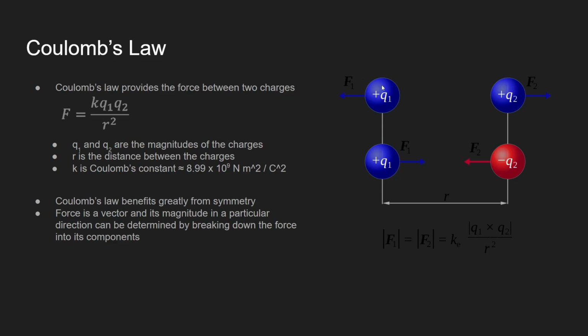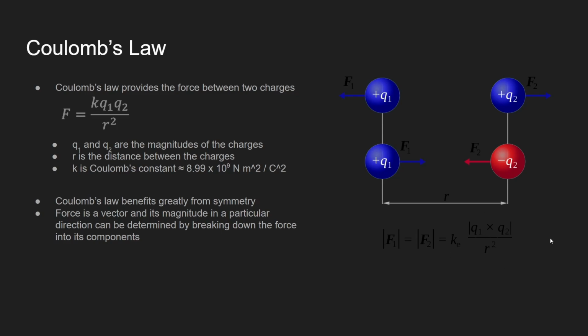So if we look up here, we have Q1 and Q2, and these are of the same sign, and if you recall, that means that they're going to repel each other. Similar charges repel, opposite charges attract. So we have two positive charges here, meaning they're going to push each other away. So we have F1, which is going to go towards the left, and F2, which is going to go towards the right. We can figure out the magnitude of these forces by plugging in Coulomb's law.